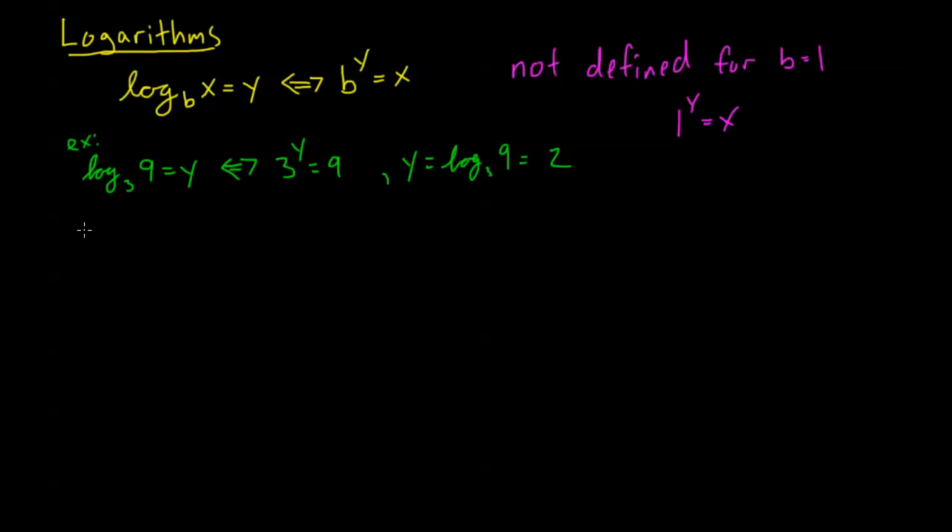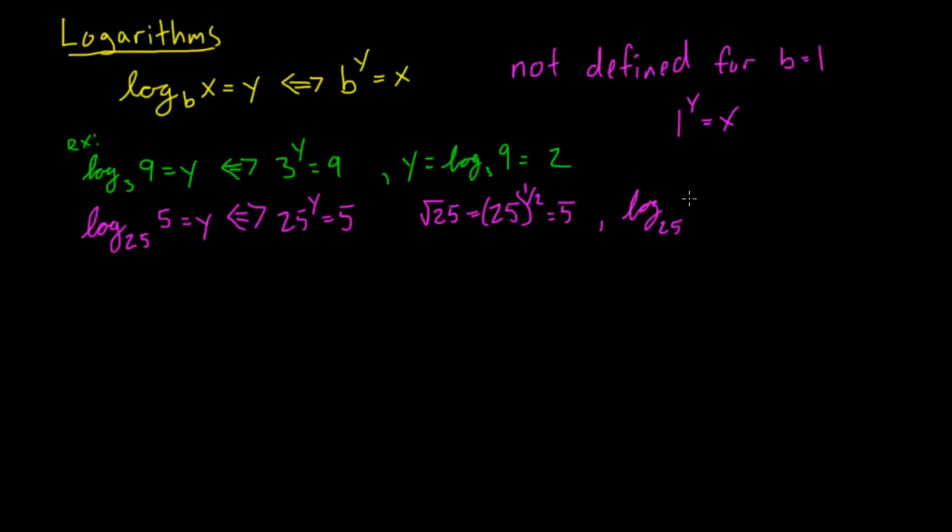Easy stuff. All right, let's look at another one real quick. What if I have a bigger base than my number? Let's say I have log base 25 of 5 equals y. By my definition of logarithms, that's the same as saying 25 to the y equals 5. Now I know that the square root of 25 equals 5, and I can write that as 25 to the 1/2, can't I? So my y here is just 1/2, isn't it? Or in other words, 25 to the 1/2 power equals 5.